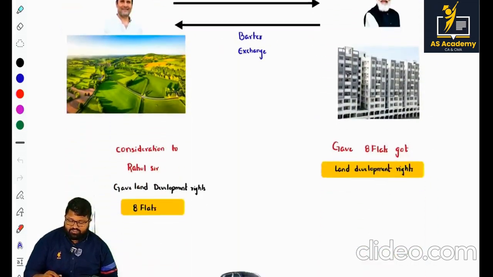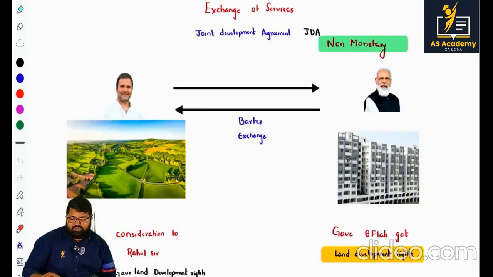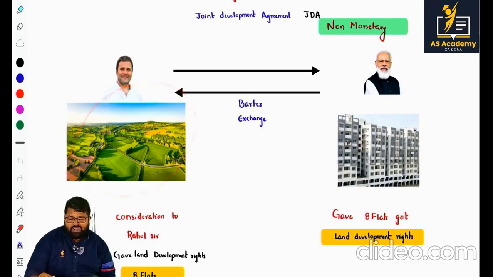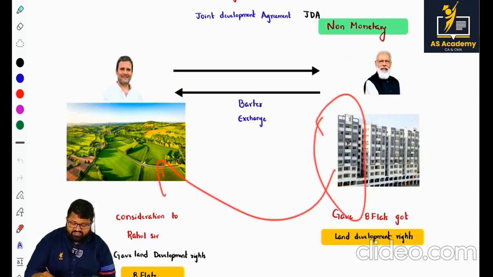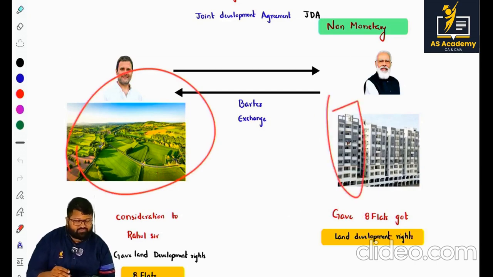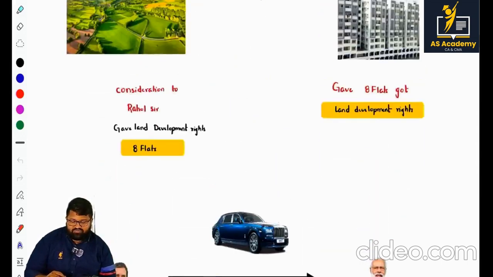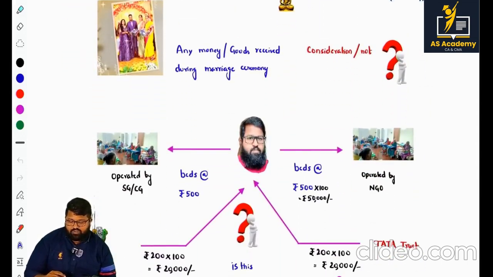Next, regarding donations, and this is JDA. What is JDA? Joint Development Agreement. Sir, Rahul Gandhi sir is giving land property to Modi sir, and Modi sir constructs the apartments. Now one of the apartments is given as consideration. So this is nothing but JDA, Joint Development Agreement. Here Rahul sir is getting some flats, whether it can be 8 or any number. What is Modi sir getting? The right to use the land premises for construction. That right is also a service.